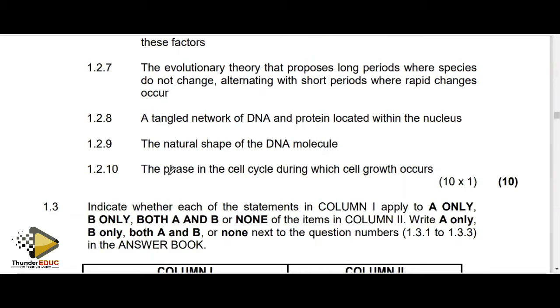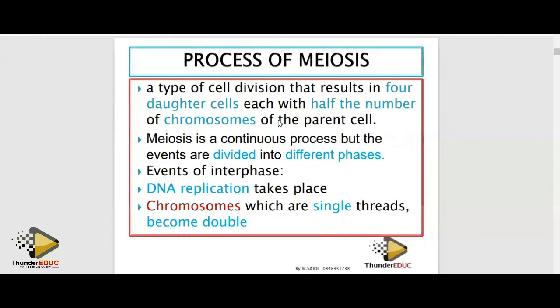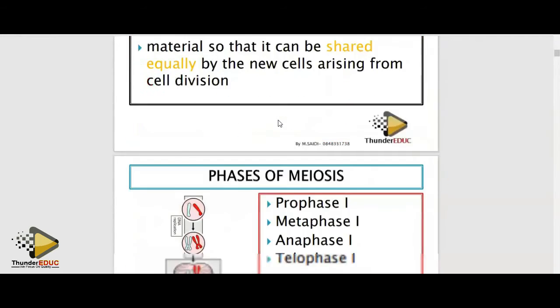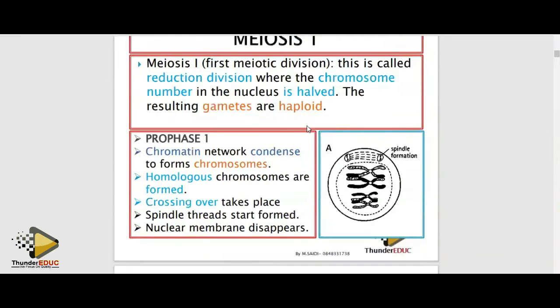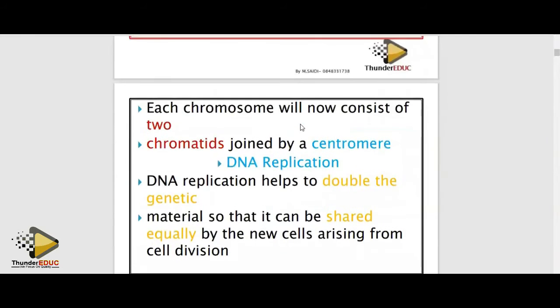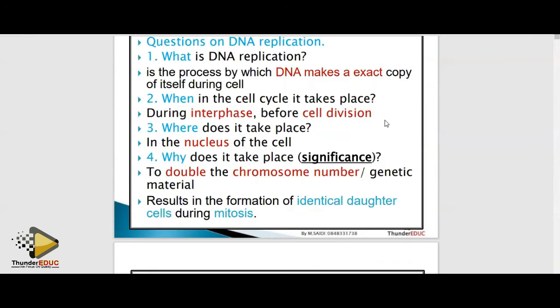Then another one is the phase in the cell cycle during which cell growth occurs. When does cell growth occur? We shall see that cell growth occurs in interphase. So where do we find this in our book? This is what is called the growth phase, and then we have the mitotic phase. So this is answered by during interphase or before the cell division.